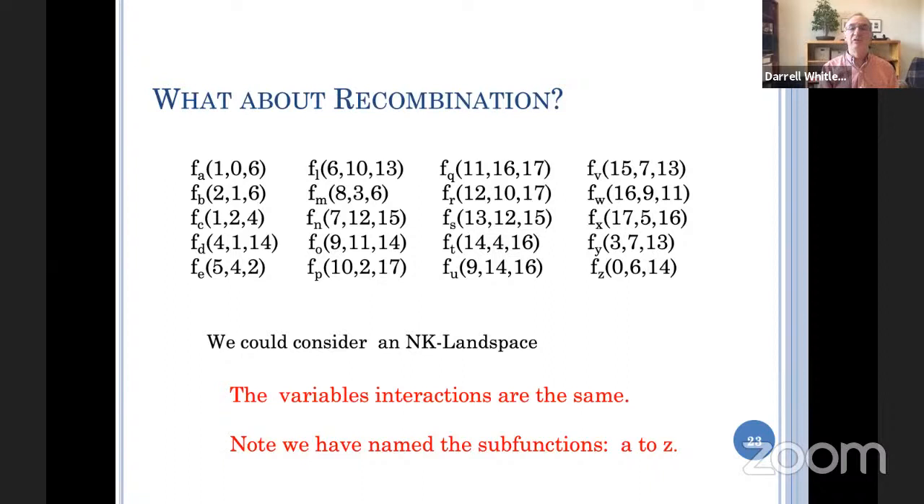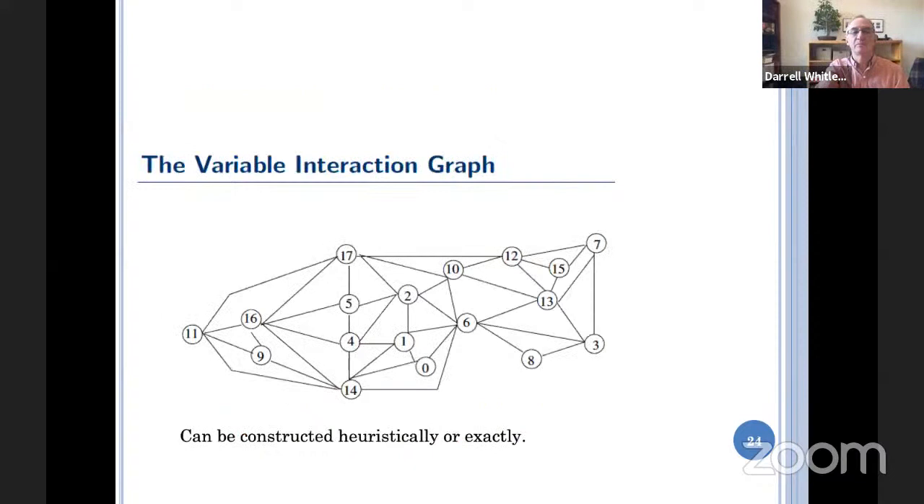Again, this could still be MaxSAT. I'd simply need my subfunction to know that it's evaluating a MaxSAT problem and to apply the negations in the proper places. I've named the subfunctions here A to Z because I want to make some points about what happens with recombination in this space.